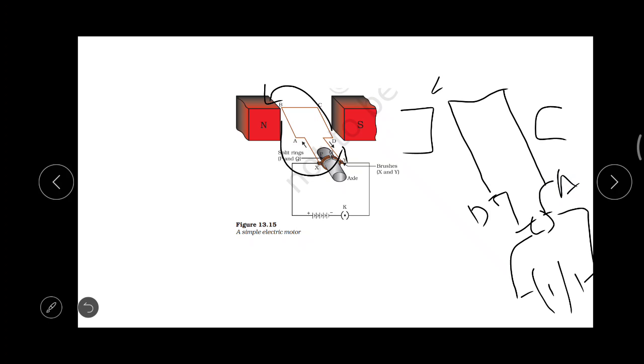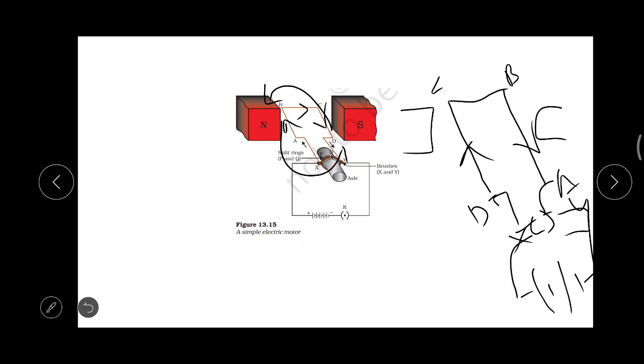Now you can see CD is in contact with the brush X and AB is in contact with the brush Y. So what will happen? The current direction will now be from D to C to B to A. Earlier it was A B C D. Now it is reversed. The direction of the flow of current is reversed. Hence, on the arms, the direction of the force acting will also reverse.